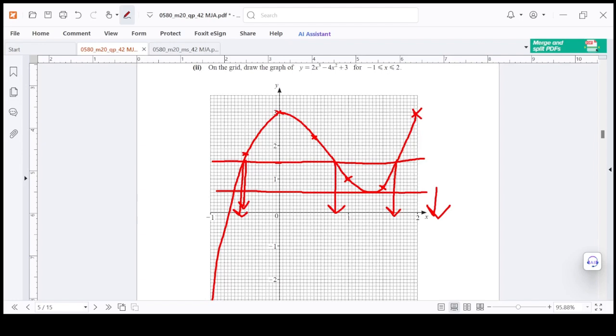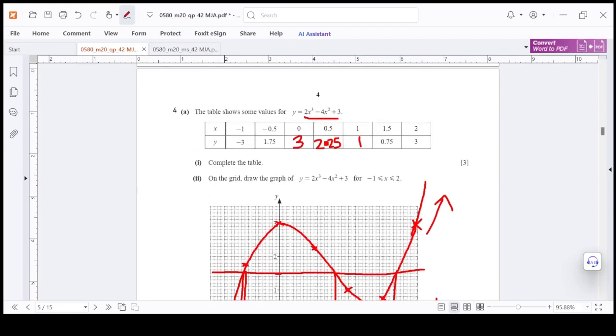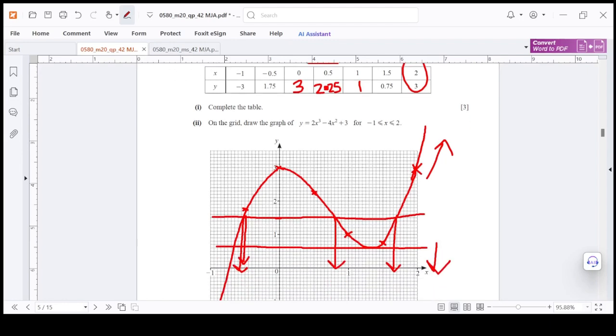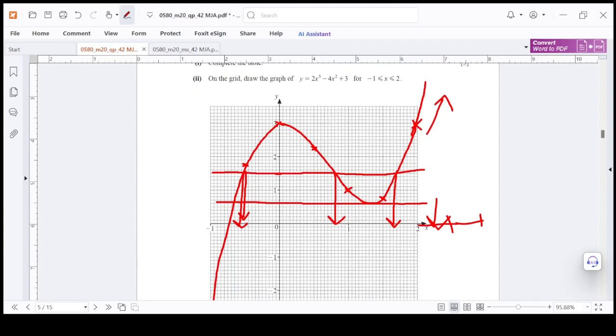Also, you need to know that this is an ongoing graph. So there is part of the graph outside of this as well, because this table stopped at 2. So our graph also stopped at x is equal to 2, but actually there are more values after this, and this graph keeps going up. So if you draw a horizontal line below this, or above this, then you just get 1 point of intersection between the horizontal line and your curve.